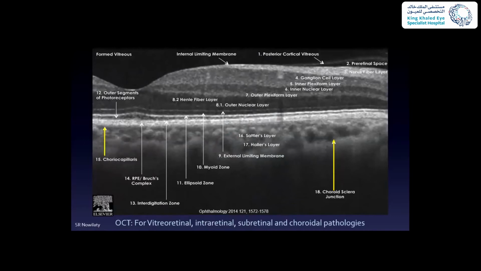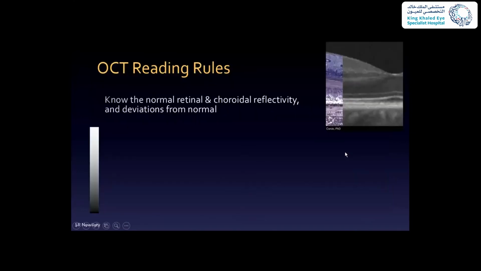You only identify it when the RPE is elevated, if you have an RPE detachment. But just beneath the Bruch's membrane is the choriocapillaris, which is a very, very thin, dark, hyperreflective line. Okay, this is the choriocapillaris. And then you've got the medium-sized choroidal vessels, which we call the Sattler layer. And then you've got the larger choroidal vessels, which we call the Haller layer. Okay, and here you have the chorioscleral junction, the junction between the choroid and the sclera.